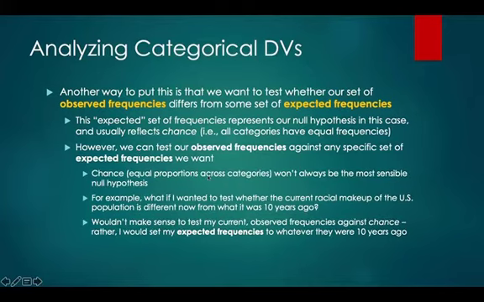Chance, or equal proportions across categories, won't always be the most sensible null hypothesis. For example, what if I wanted to test the current racial makeup of the United States population, and whether it's different now from what it was 10 years ago? It wouldn't make sense to test my current observed frequencies against chance. Rather, I would want to set my expected frequencies to whatever they were 10 years ago.